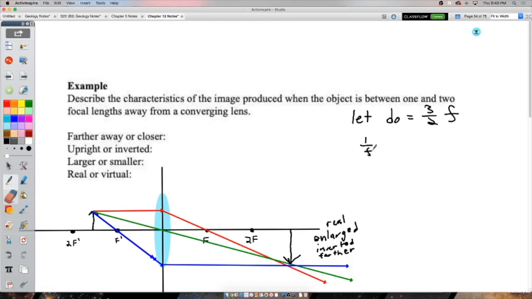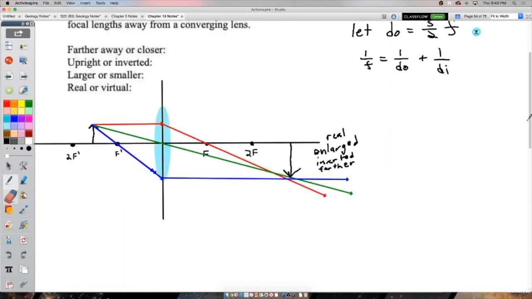1 over the focal length equals 1 over DO plus 1 over DI. But DO is 3 over 2 focal lengths, so we'll sub that in. I'm dividing by 3 over 2, so that's the same as multiplying by 2 over 3. So 2 over 3 F, right? Don't put that F up top, that's still in the denominator. Now just solve for DI.